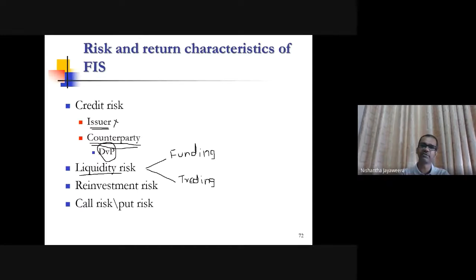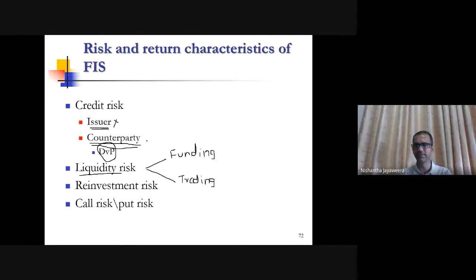Trading liquidity risk is when you try to trade a security or whatever asset, and the value of that asset changes drastically against you. So you may not be able to liquidate your positions quickly and get a good or fair price. That is trading liquidity.